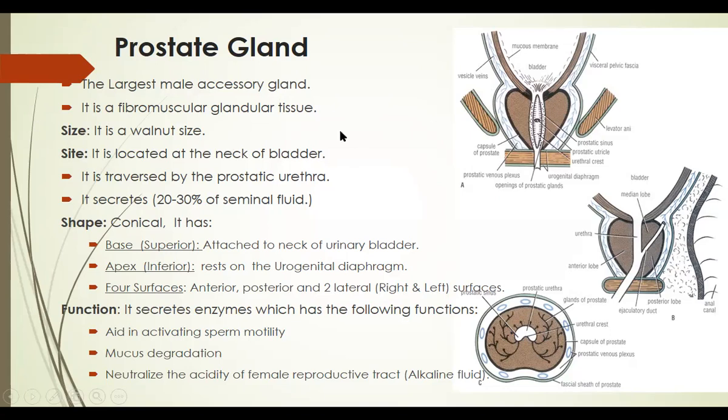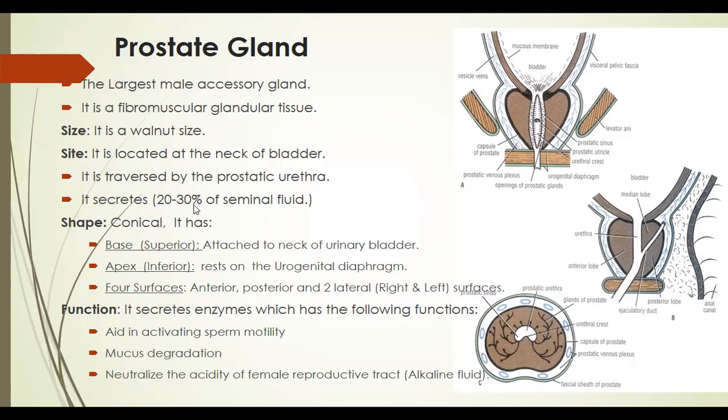Okay, it is located at the neck of the bladder. As you see, this is the urine bladder, and just at the neck of the bladder is below. As you know, the base of the bladder is behind and the neck of the bladder is below. So at the neck of the bladder is the prostate. It is traversed by the prostatic urethra. This prostate gland is traversed by the prostatic urethra, which is passing through it.